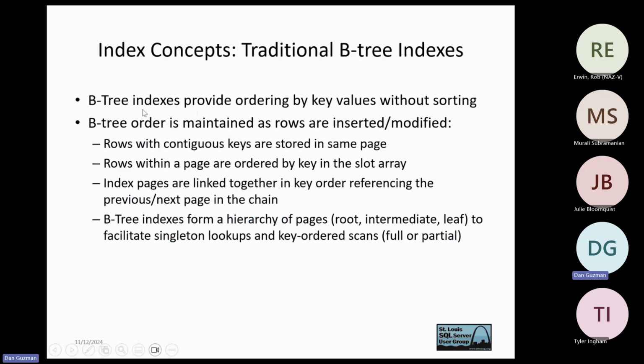And the way it does that, regardless of whether it's a clustered index or non-clustered index, the B-tree is really similar in terms of its structure. Essentially, it's a hierarchy of rows. Starting at the data pages, any rows with contiguous keys are stored in the same page, based on their comparison value, so they're all guaranteed to be within the same data page. Within that page, the rows are ordered by key in a structure at the end of the page called a slot array, and that provides logical ordering.